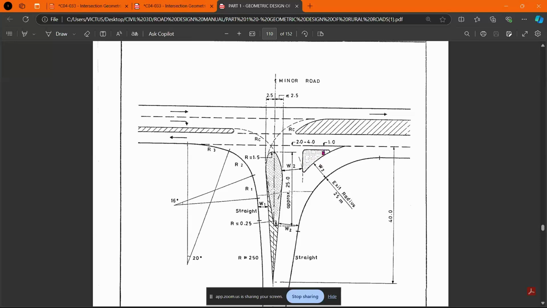Ideally, you offset this line 1 meter to this point. And then remember, there is the center line of the minor road. You offset it to 2.5. And you can see something less than 2.5 is allowable. These are the specifications that you have for the teardrop.